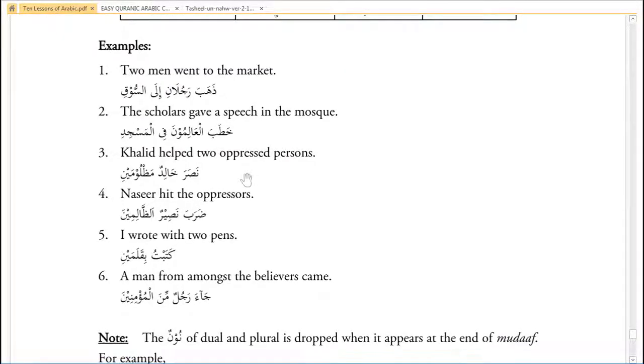Number three is نصر خالد مسلمين. So Nasara is fa'il, Khalidun is fa'il, Muslimayni is the maf'ul. So Khalidun is in the state of rafa and Muslimayni is in the state of nasab because maf'ul has nasab. So Khalid helped two oppressed persons. So that's why it's Muslimayni, it's not Muslimina.